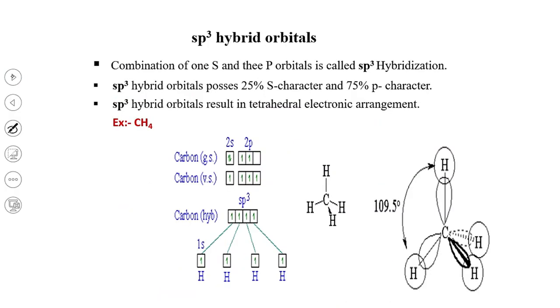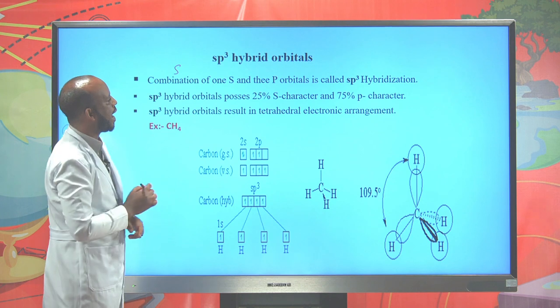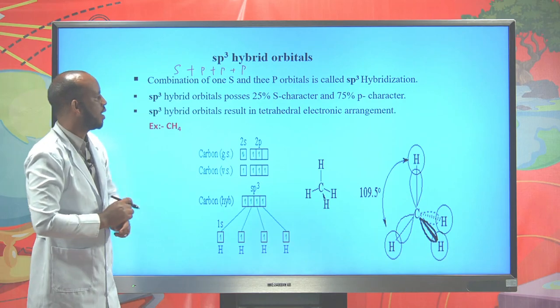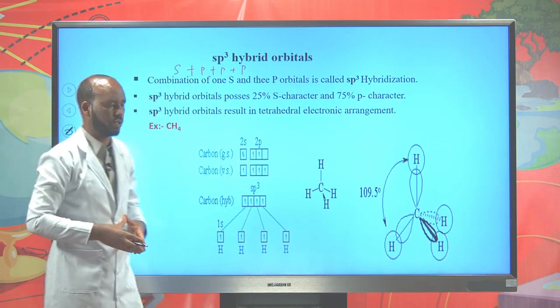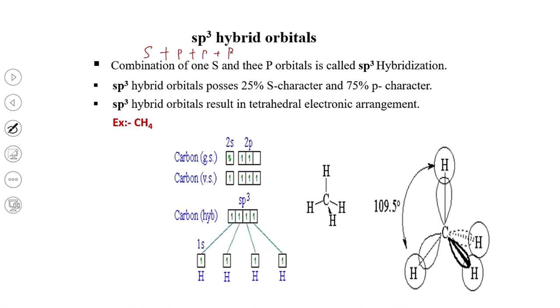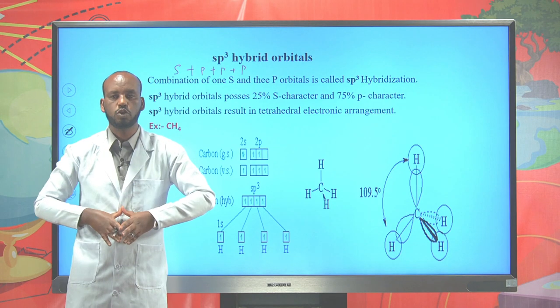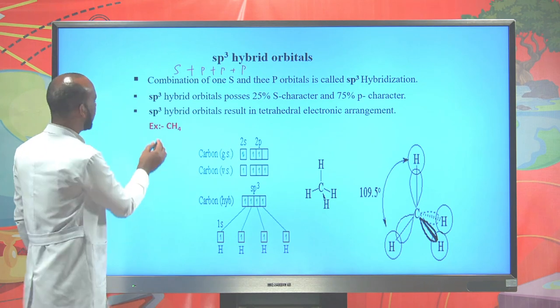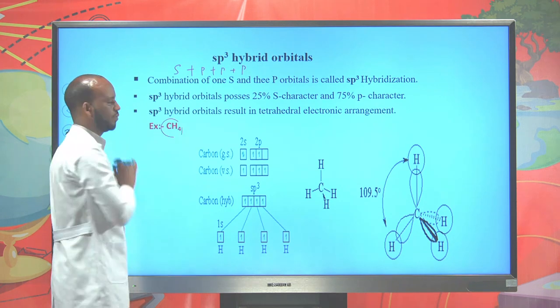Three, sp3 hybrid orbitals. Combination of 1s and 3p orbitals, s plus p plus p plus p, is called sp3 hybridization. sp3 hybrid orbitals possess 25% s character and 75% p character. sp3 hybrid orbitals result in tetrahedral electronic arrangement with bond angle 109.5 degrees. For example, take this molecule CH4.